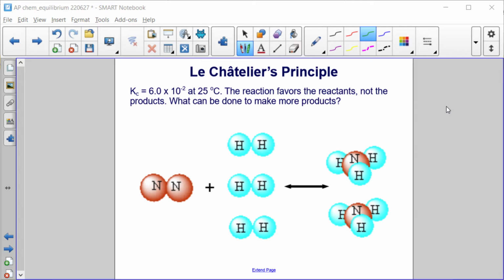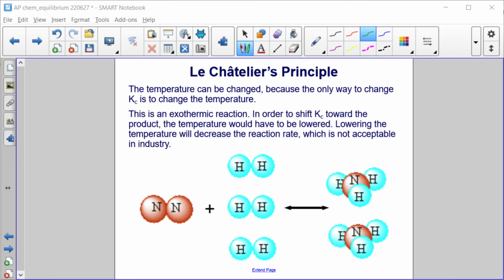What can be done to make more products? What can we change? What can we shift to make more products? The temperature can be changed because the only way to change Kc is to change the temperature. This is an exothermic reaction. So that means that heat is a product. In order to shift Kc toward the product, the temperature would have to be lowered. Lowering the temperature will decrease the reaction rate, though, which is not acceptable in industry.